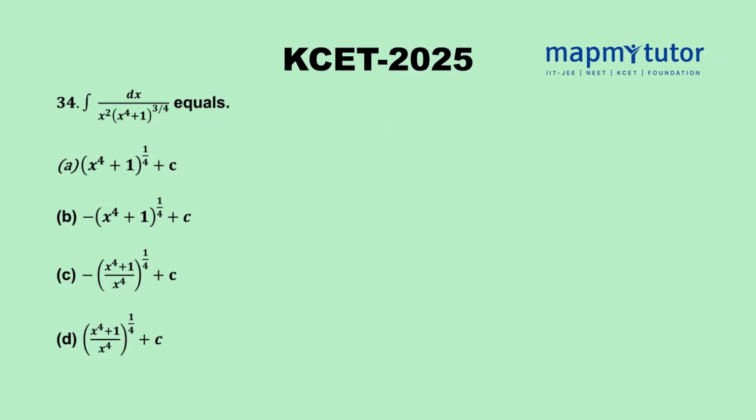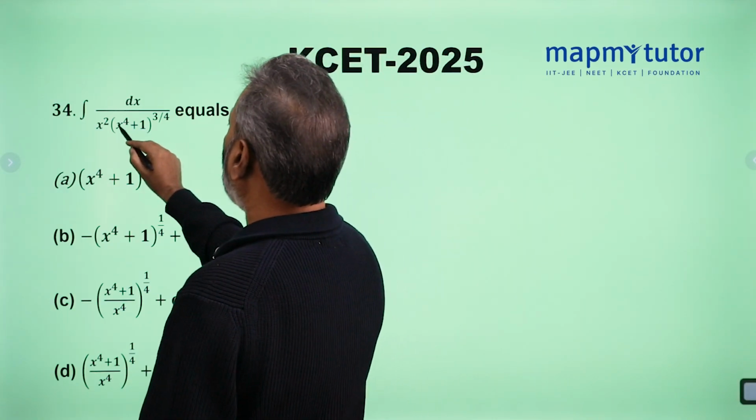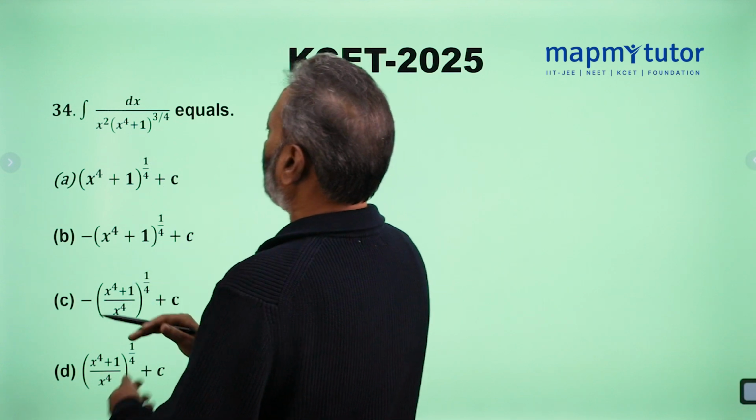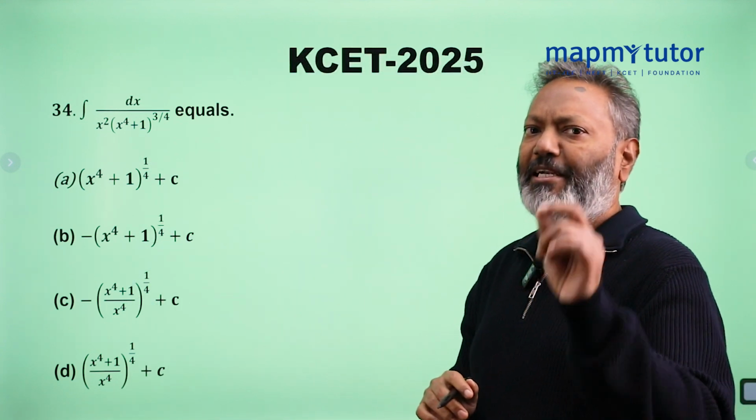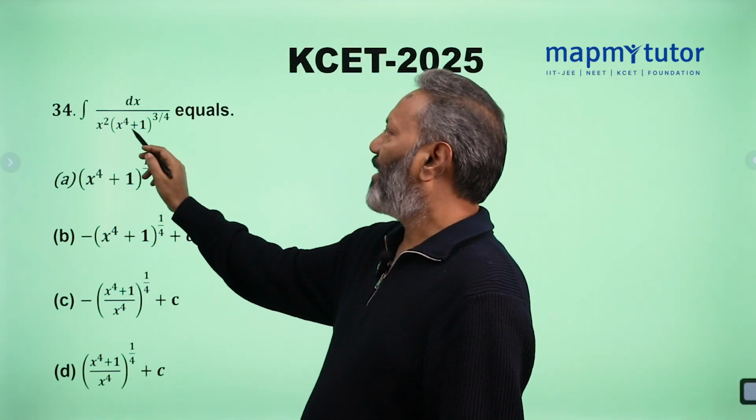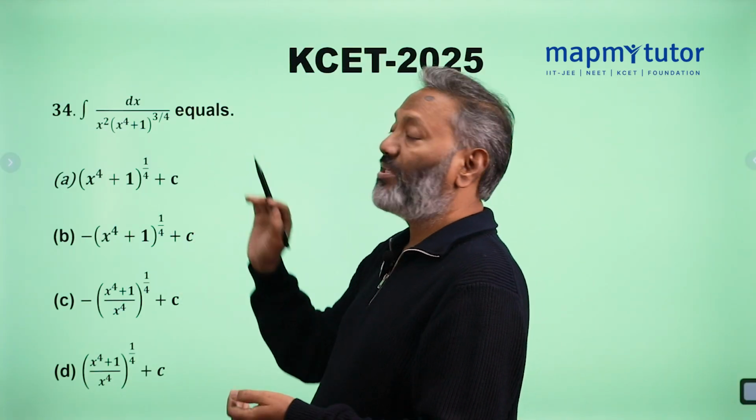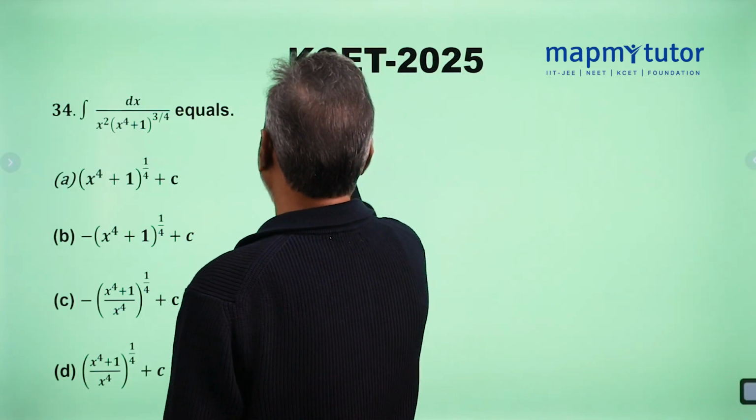Once again, indefinite integration. This is a very famous model. Whenever some expression like this is given under fractional powers, the first and immediate action is you take x power 4 out, because of the 3 by 4. Okay, let us start with that.